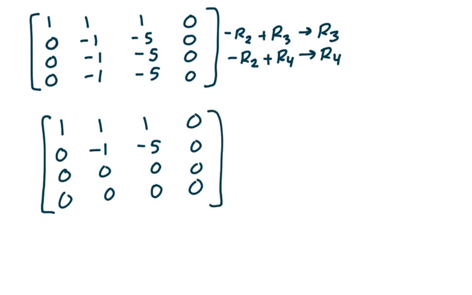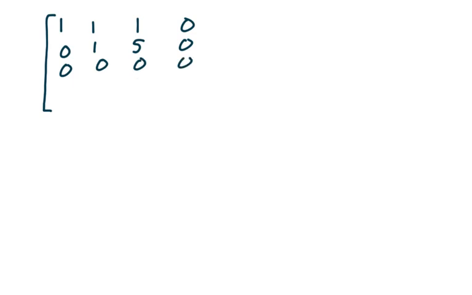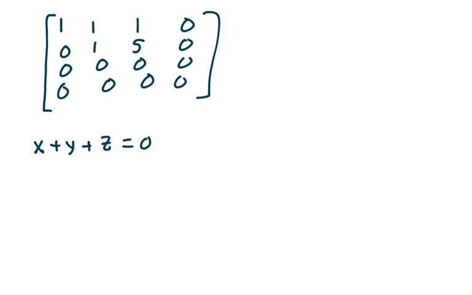And then one last step, I'm going to take negative 1 row 2, put the result back into row 2. And so I get the matrix 1, 1, 1, 0. And then in the second row, I get 0, 1, 5, 0, and then all zeros in the last two rows. And then from here, x plus y plus z equals 0, and then y plus 5z equals 0.